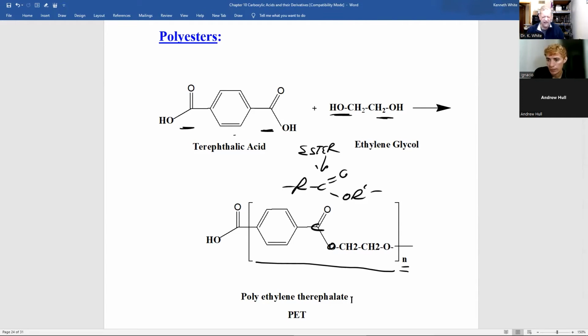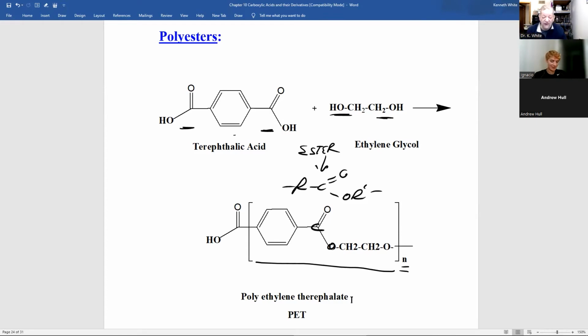Polyethylene terephthalate. Wait, that's a lot to say. I'm thirsty. I'm going to hold on. My bottle of water. Polyethylene terephthalate. That's really making me thirsty from the water in my bottle.